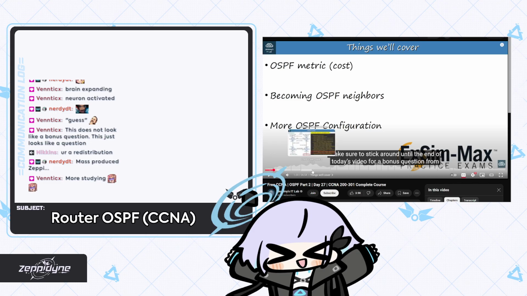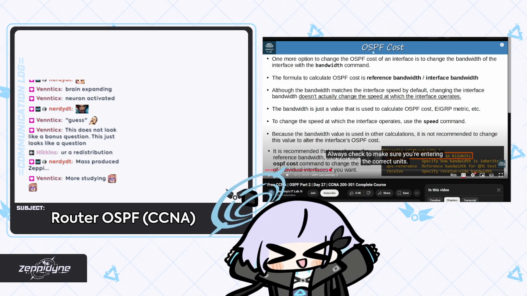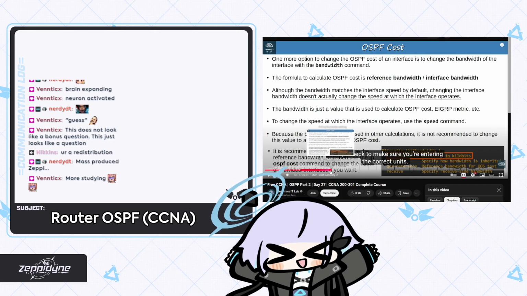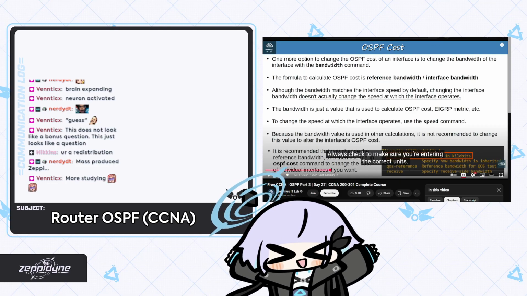Becoming OSPF neighbors. Maybe we can skip the cost and go straight to... Oh, there's a summary. Yeah, let's go through the summary. Yeah, setting it in bandwidth. I don't know why it's set in kilobits, but that's one of the options for you to do that. I think this command is what you use if you don't want to manually modify the OSPF cost. This one automatically does it for you, but it has to be the same reference bandwidth for all of the routers, if I'm not mistaken.